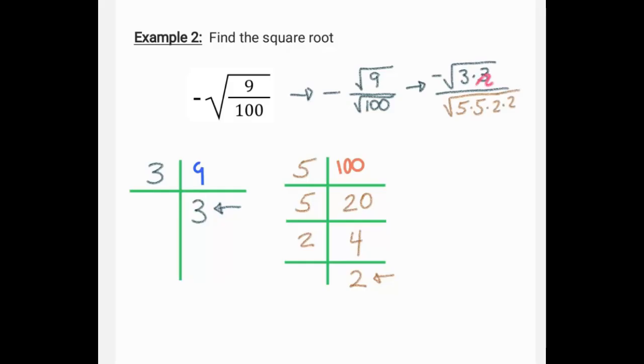And we're looking for a group of 2s. So here's one group of 3. So that's on the outside of our square root. Here's another group inside here and here. So 5 times 2 gives us 10. So our final answer is -3/10.